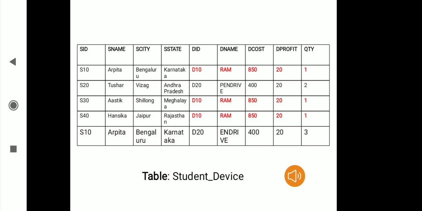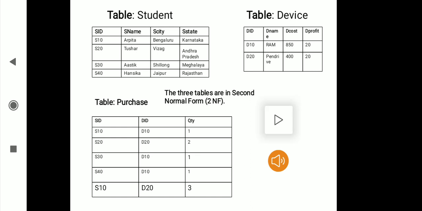Before that, let's take a recap of what happened during the second normal form. This was the table student device, which was split into three different tables, which are the table student, the table device, and the table purchase. Here are those three tables: student, device, and purchase.